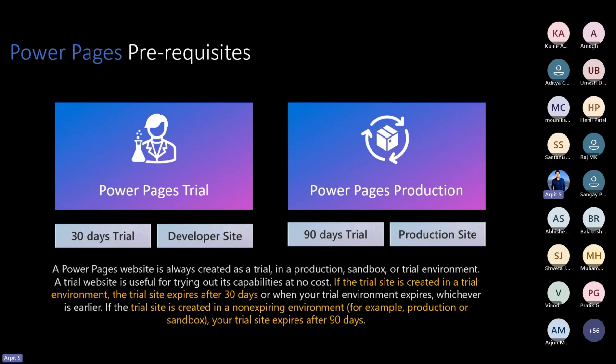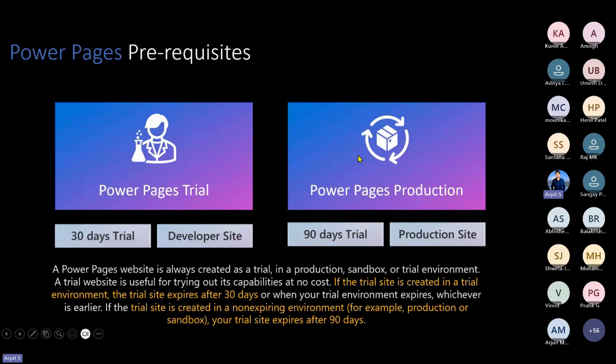If you are using the Power Platform developer environment and you create the website there, then that website is called a developer site, and it also never expires. So I would always recommend: if you want to create a Power Pages site and you want your data to never be lost, and you want to play around for infinite days without worrying about your data getting lost or your trial expiring, then create a Power Pages developer site. So the trial comes in two flavors, 30 days and the developer site.